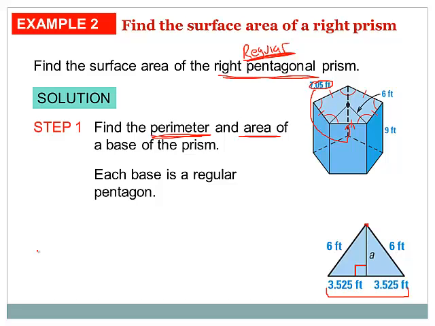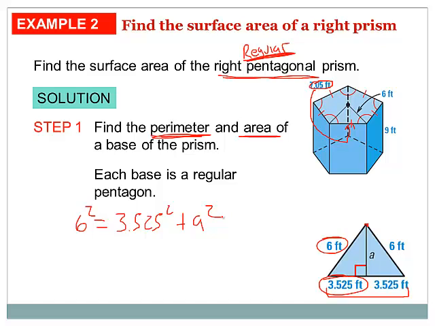You can use a couple different things. If you wanted to, you could find the central angle, cut it in half, and then use trig. Or, in this case, this is your C, this is your A, or B, depending on how you look at it, and you use the Pythagorean theorem. Okay, so let's use the Pythagorean theorem. So I got 6 squared equals 3.525 quantity squared plus A squared.